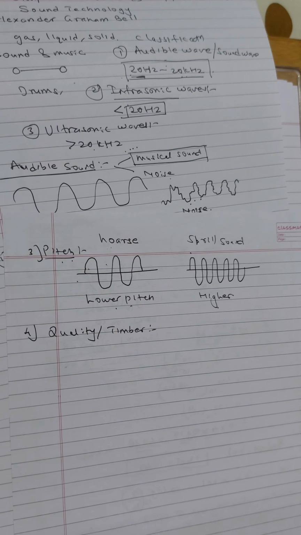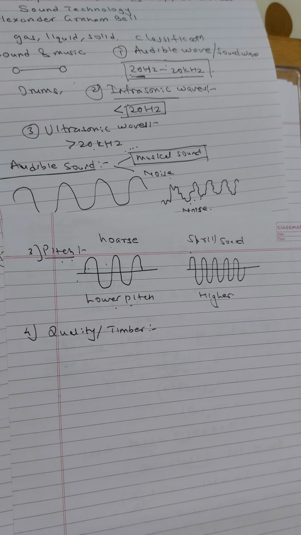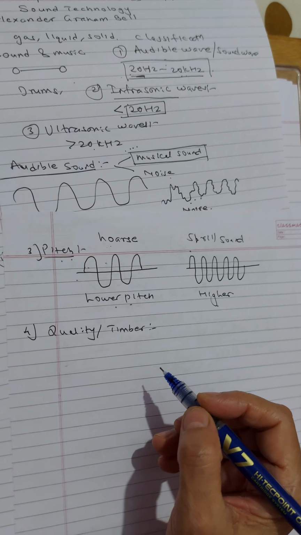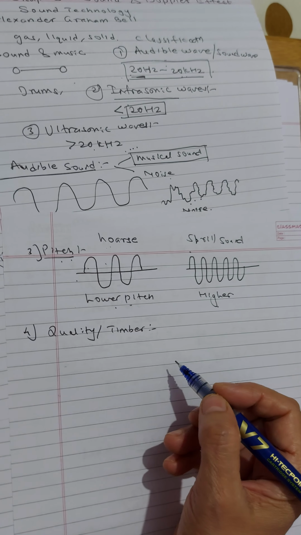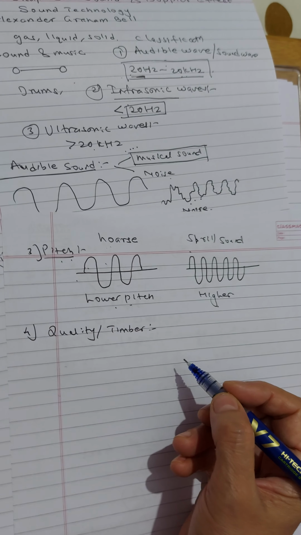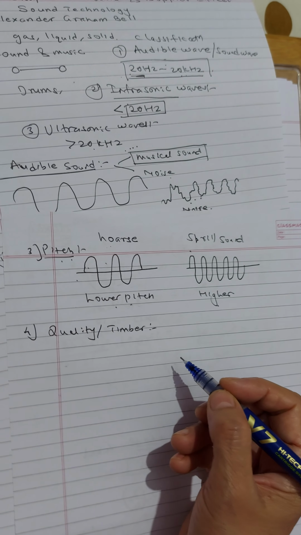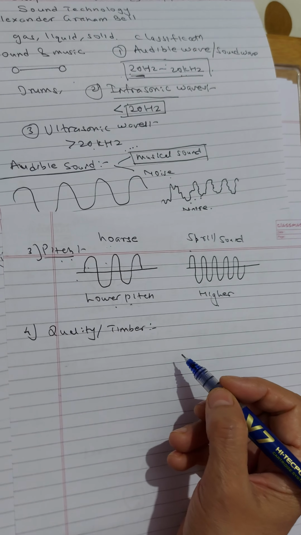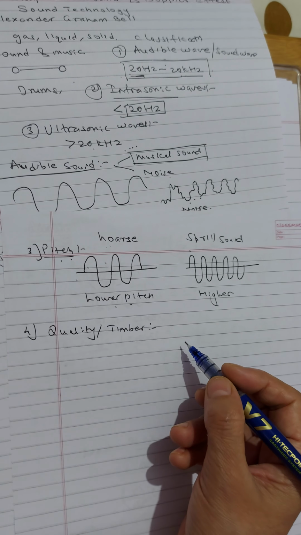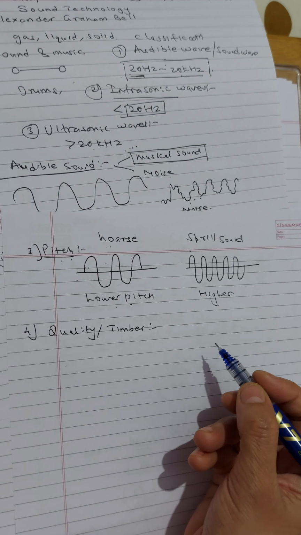Now what is this basically? This is basically characteristic of a musical sound which enables us to distinguish between the sounds produced by two different musical instruments or two different persons, although their pitch and loudness may be same.